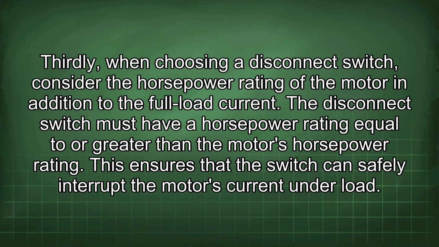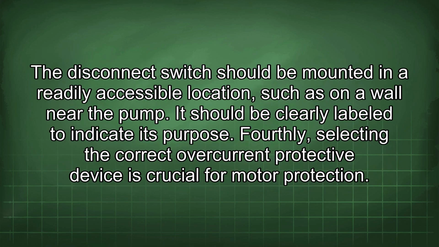Thirdly, when choosing a disconnect switch, consider the horsepower rating of the motor in addition to the full load current. The disconnect switch must have a horsepower rating equal to or greater than the motor's horsepower rating. This ensures that the switch can safely interrupt the motor's current under load. The disconnect switch should be mounted in a readily accessible location, such as on a wall near the pump. It should be clearly labeled to indicate its purpose.